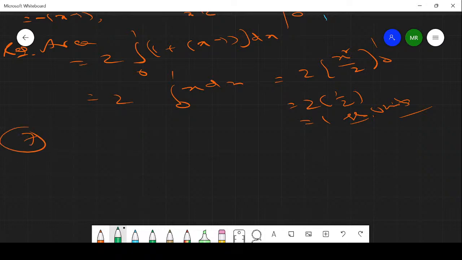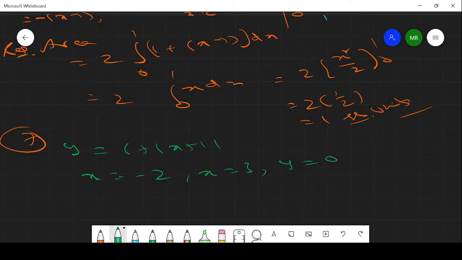Using integration, find the area of the region bounded by y equal to 1 plus mod x plus 1, and the lines x equal to minus 2, x equal to 3 and y equal to 0.